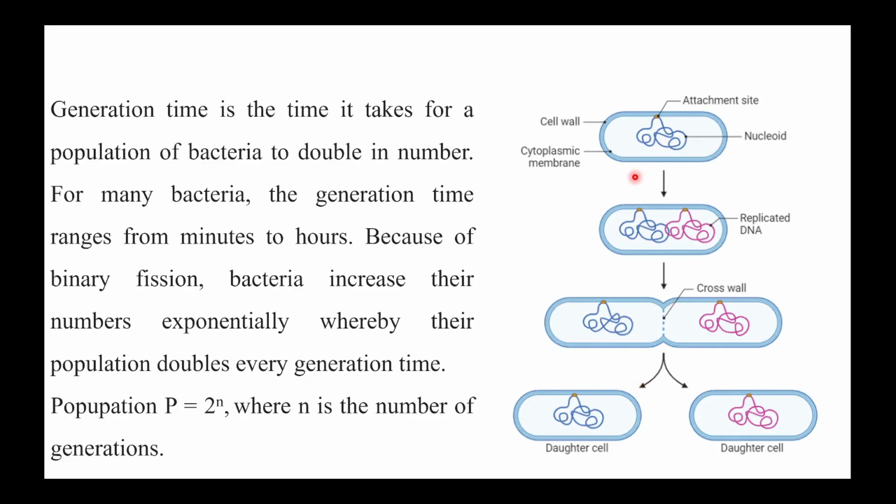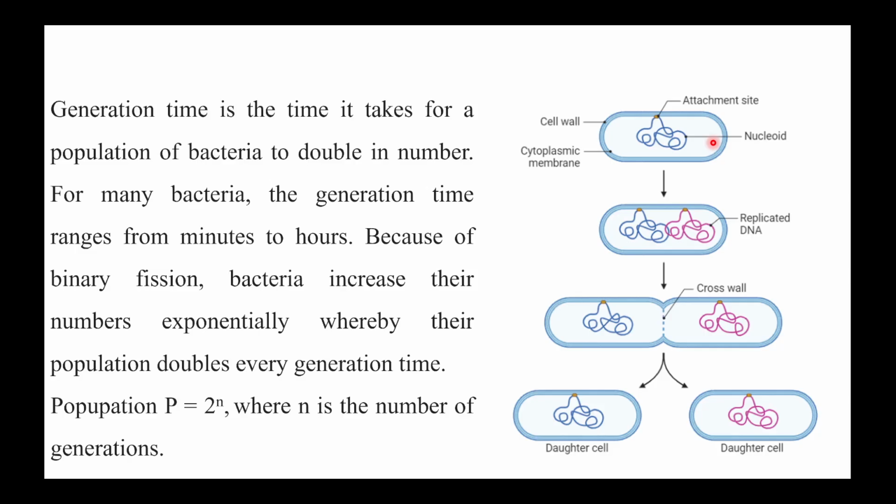So generation time is basically the time taken for the population of bacteria to double in number. If there's one bacteria, it will become two. Now imagine there are 1 million bacteria. From 1 million, they will become 2 million. From 2 million, they will become 4 million. So the population will double in number. So the time required for this doubling. There are certain bacteria that require only a few minutes to double, like E. coli divides in about 20 minutes. An E. coli cell can double in number in approximately 20 minutes.